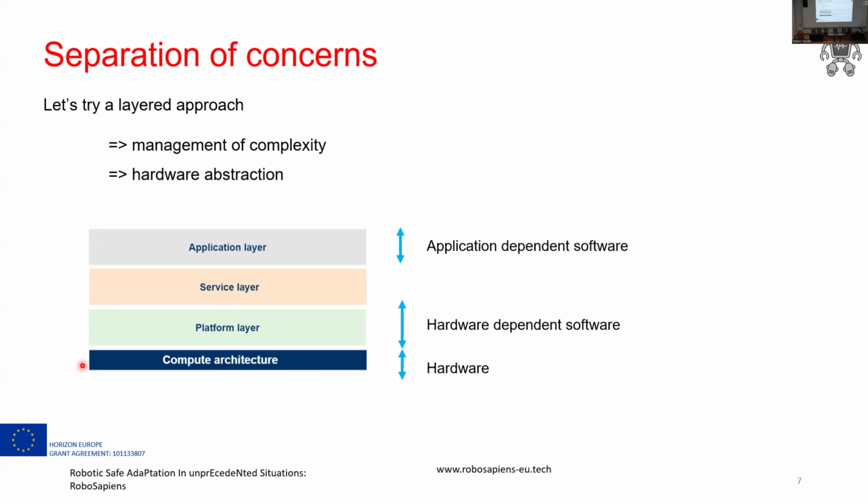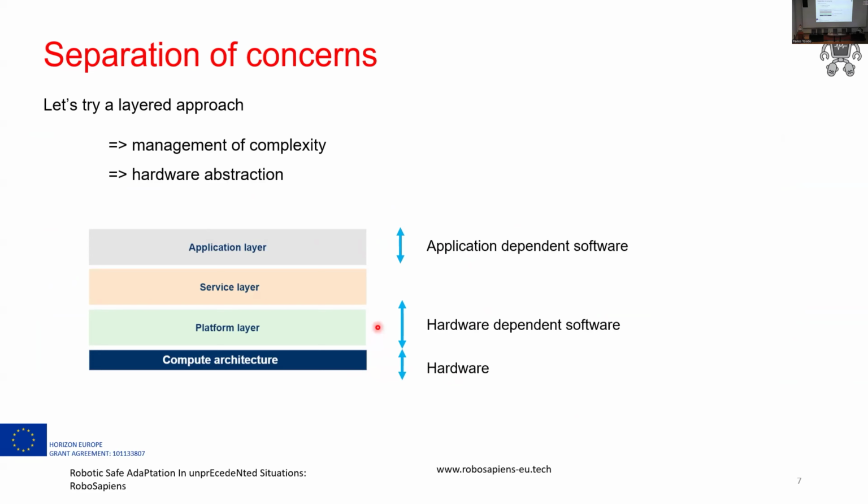So here at the bottom, you have the computational architecture, let's say the microcontroller or the microprocessor. Up there is the application layer. That's the real software you want to run. That's the algorithm you want to have executed. So the application layer is, of course, the application-dependent software. New applications require new software, new algorithms. And at the bottom, it's the hardware.